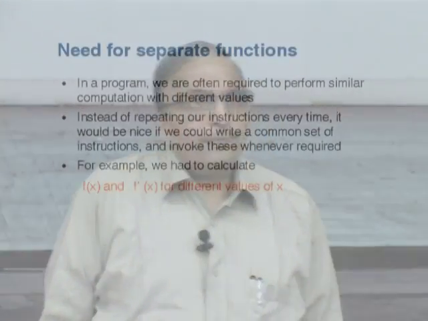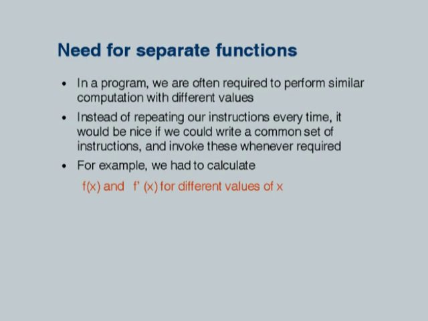For example, in yesterday's problems that we saw, the Newton-Raphson method, we had to calculate f(x) and f'(x) for different values of x. In that particular program, these computations occurred at a single place within an iteration. But I'm trying to generalize that if you have to do such calculations at different places, it would be nice if the calculation of f(x) and f'(x) could be separated out.